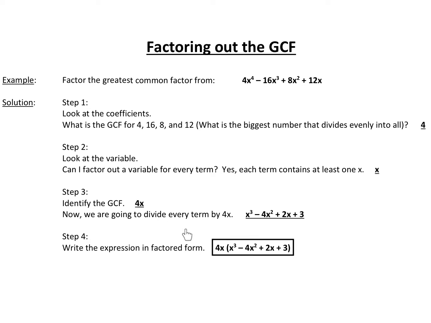Okay, so this 4x is on the outside. That's our greatest common factor. So what you're really doing is you're taking this original expression and you're dividing it by 4x. So 4 divided by 4 is 1. And x to the 4th divided by x, you could think about it one of two ways. When you divide, I'm going to put a little exponent on this. 4x is the same as 4x to the first power, right? That says 4x to the first.